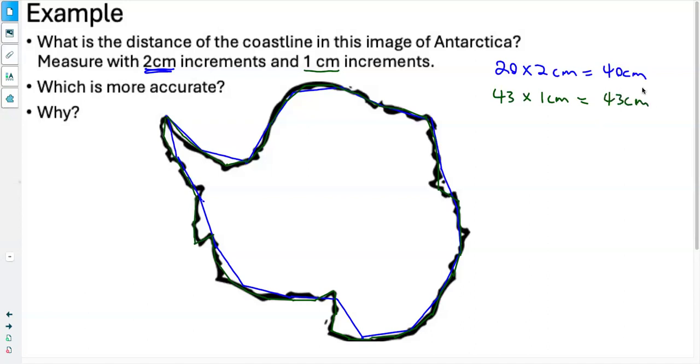Now, these are not the same values. What you'll notice is our green lines followed our coastline a lot closer. And as a result, we got what's probably a more accurate measurement, and we ended up with a larger number. Now, as we decrease these increments more, we would probably end up with a larger distance and a more accurate measurement of the actual coastline.